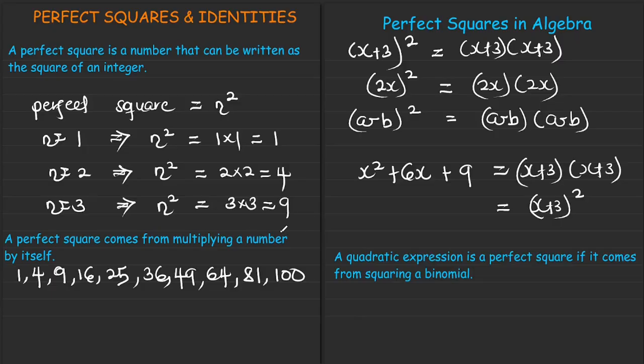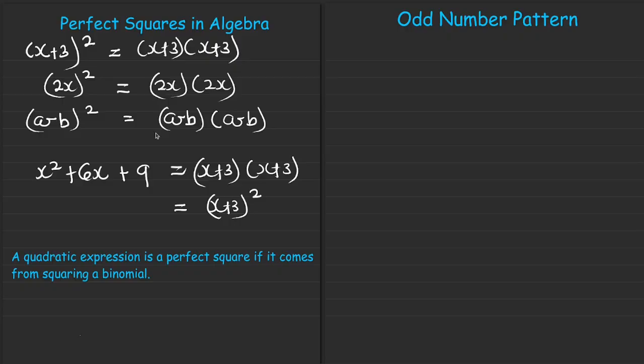Now, the last thing we'll be looking at is odd number patterns, and how they relate to perfect squares. Talking of odd number patterns, let's first of all write out a few perfect squares. So we had 1 times 1, which gives us 1. Then 2 times 2, which gives us 4. Then 3 times 3, which gave us 9. Then 4 times 4, we have our 16. And 5 times 5, which gives us 25.